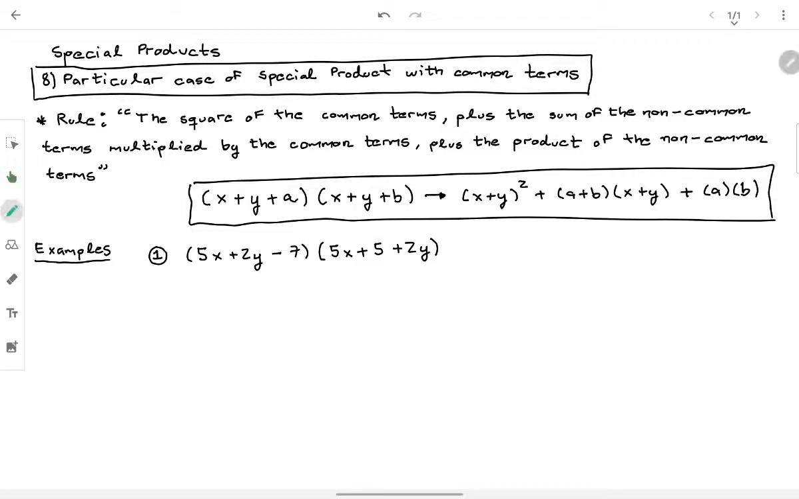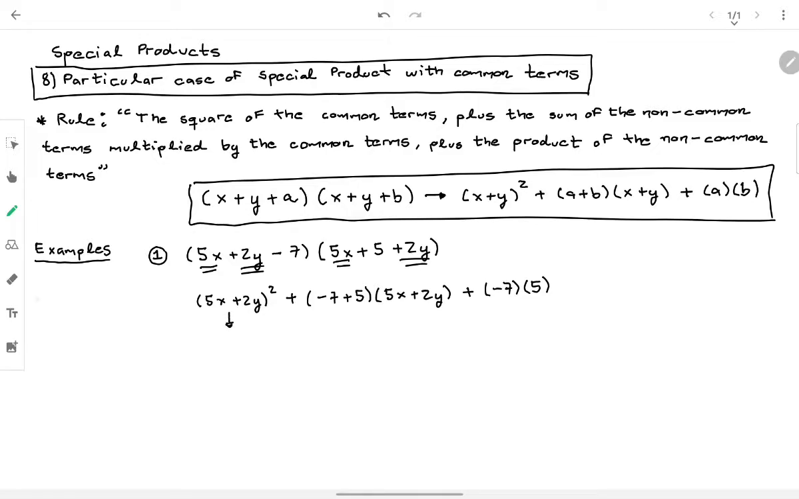In this case, we need to look for those terms that are exactly the same in both parentheses. So we have 5x and plus 2y. It's going to be the square of the common terms, plus the addition of the non-common terms, multiplied by the common terms, plus the product of the non-common terms. So in this case, it's going to be this one.